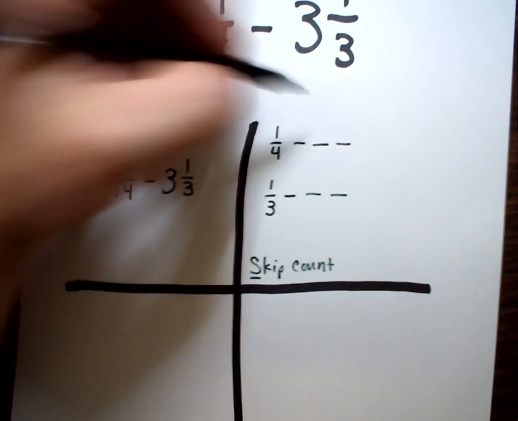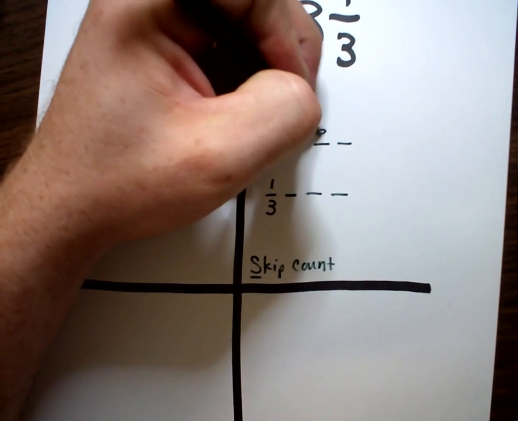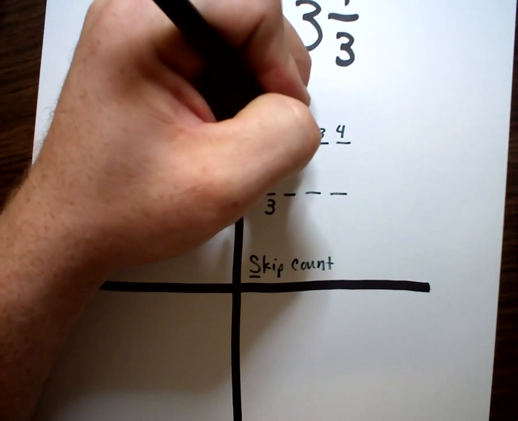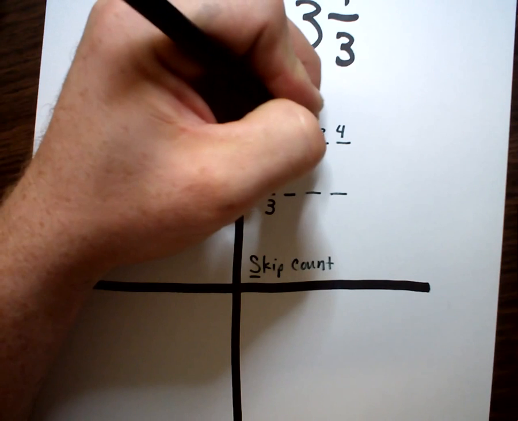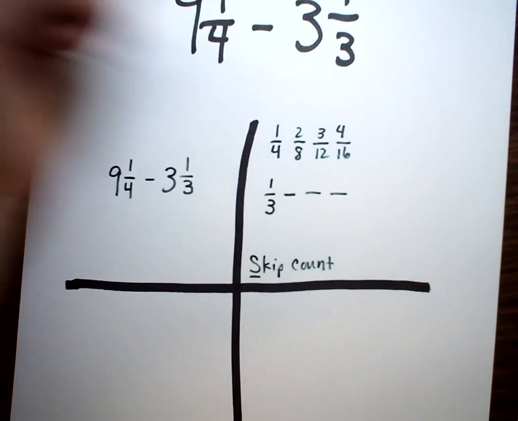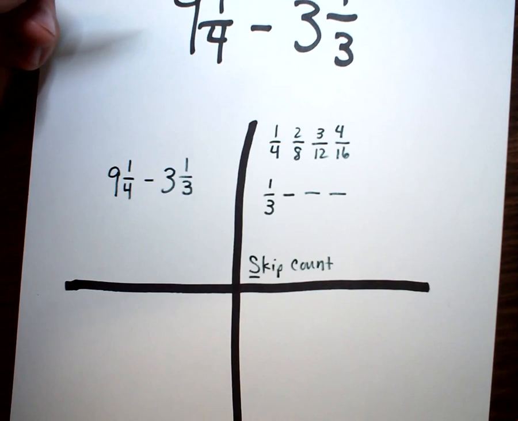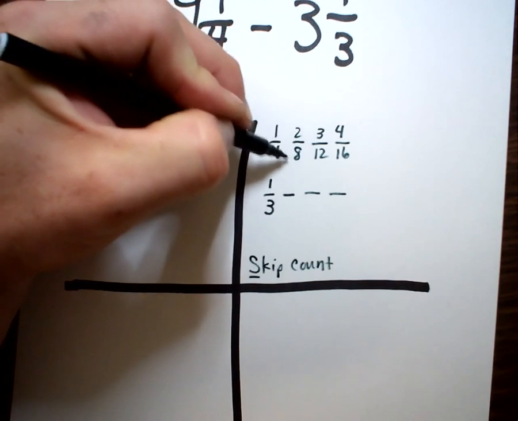So skip count by ones is easy. 1, 2, 3, 4. And then we're going to skip count by fours. 4, 8, 12, 16. All four of those fractions are equivalent. All three of these would simplify to 1/4.